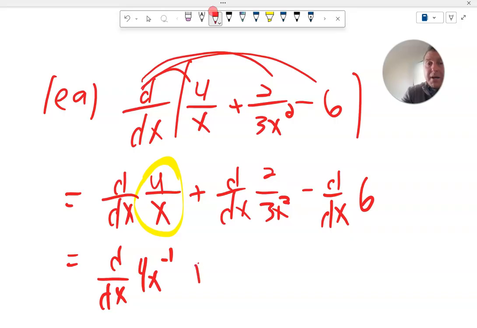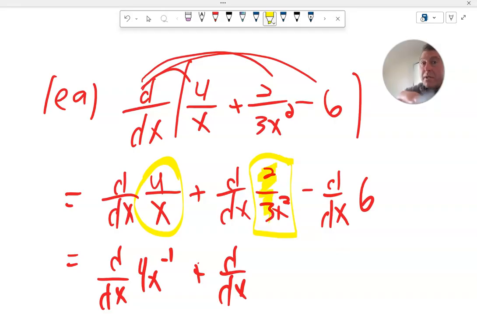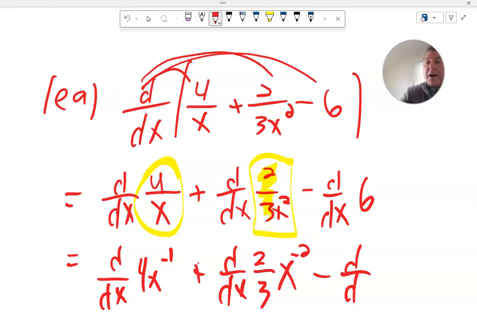Plus, I'm going to look for the same thing with this term, 2 over 3x squared. Look, there's my coefficient, 2/3. I'm just going to rewrite it, no calculus yet, times x. And because it's squared in the bottom, that's to the negative 2 power. Easy. Okay, and I'll soon derive this 6 later, next step. But I haven't done any calculus yet.